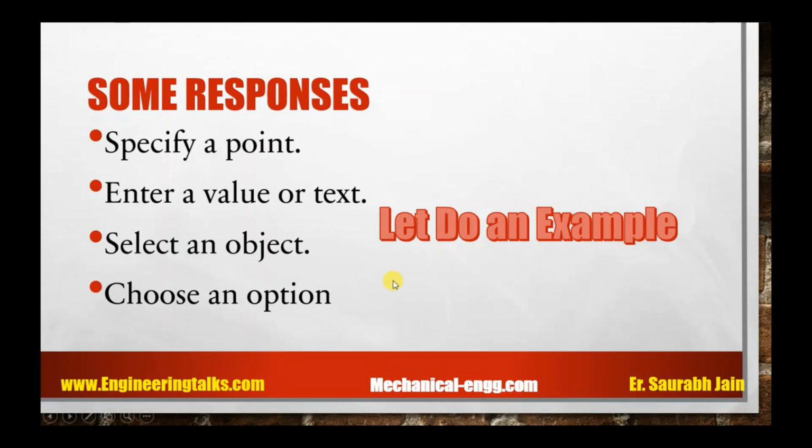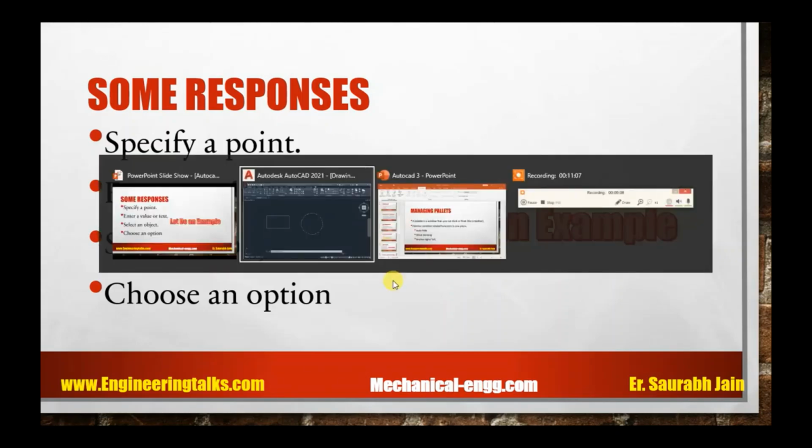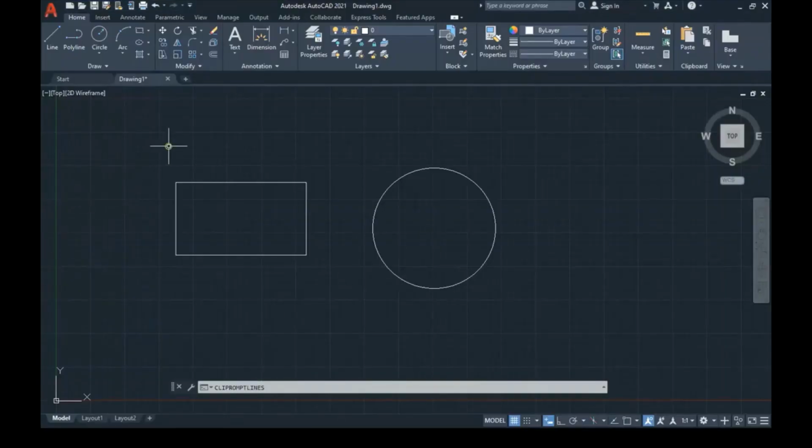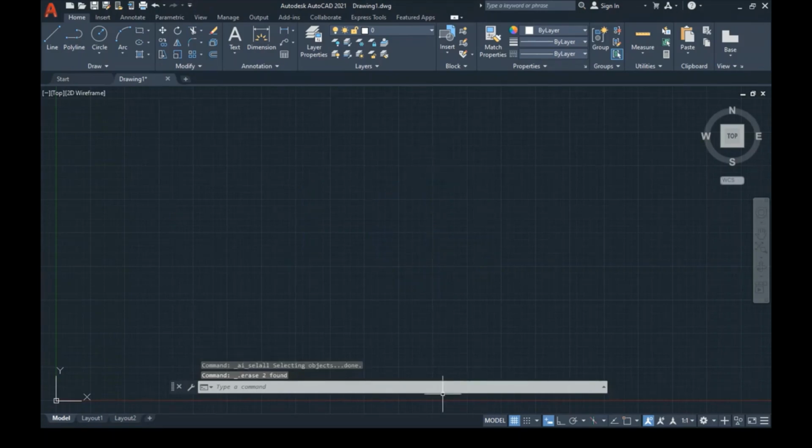So let's try to understand how this works. Let's do one exercise and do something. This will give you an idea. I'm in AutoCAD, Control A, I'm deleting this. Fine. So I have a blank sheet available now. Escape.